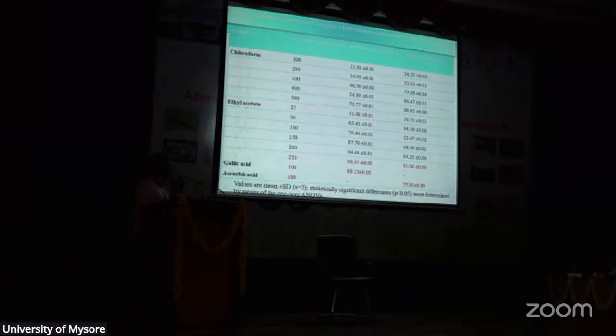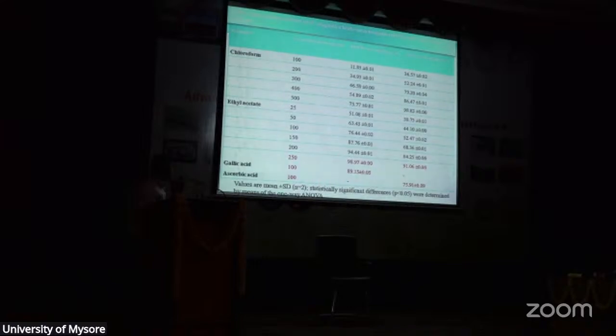So the antioxidant activity of Bignonia magnifica was evaluated based on the ability to scavenge stable DPPH and ABTS radicals. In the ethyl acetate extract, it shows 98.97% of DPPH scavenging and 91.06% of ABTS scavenging. As compared to the standard gallic acid, it shows 89.15% of DPPH scavenging.